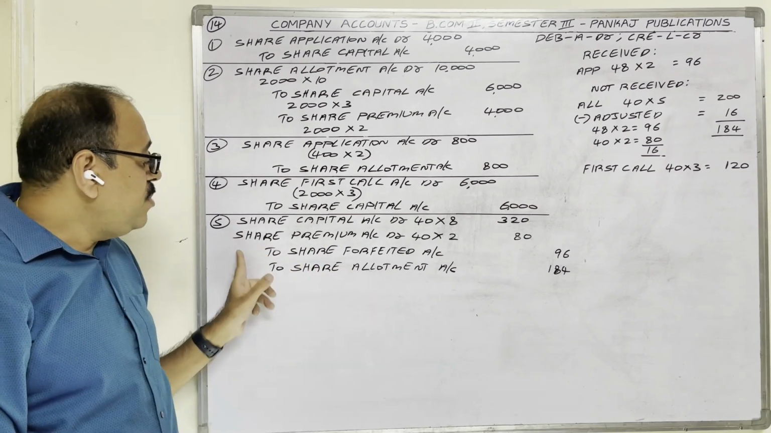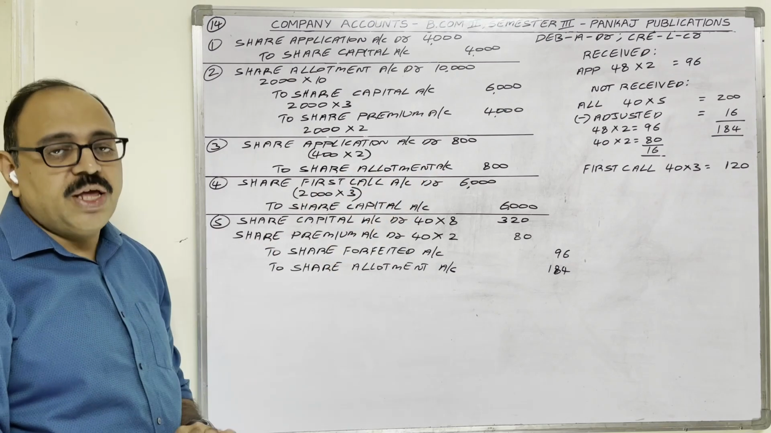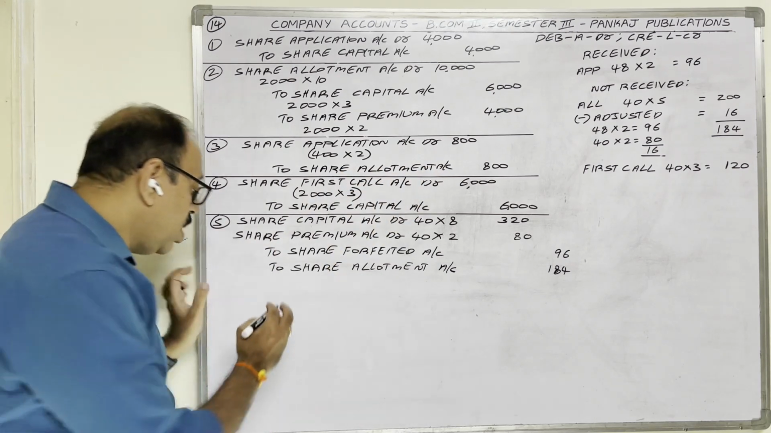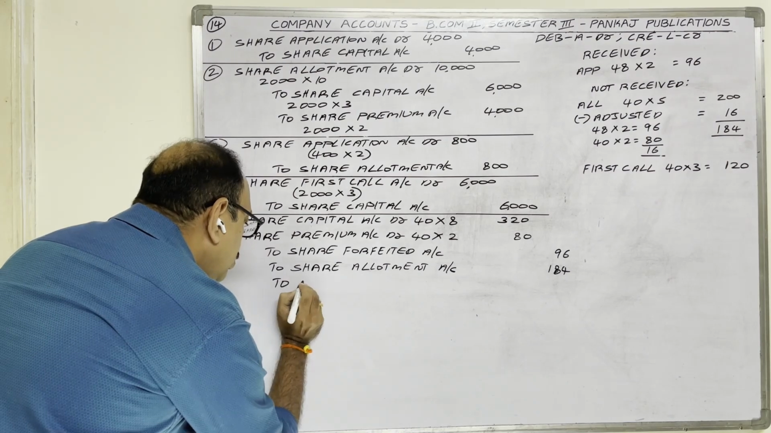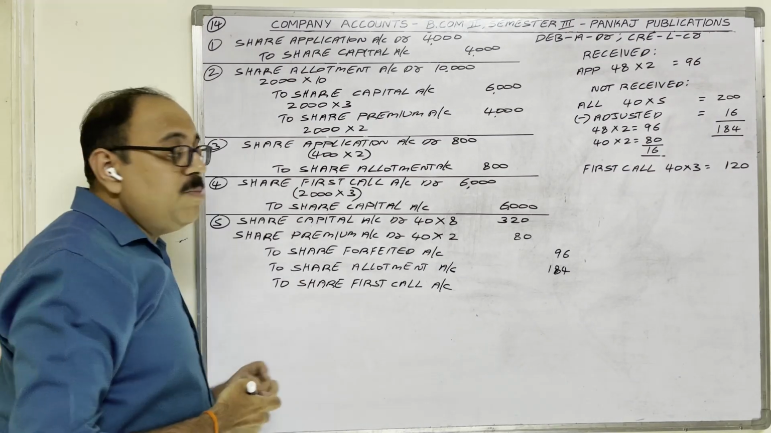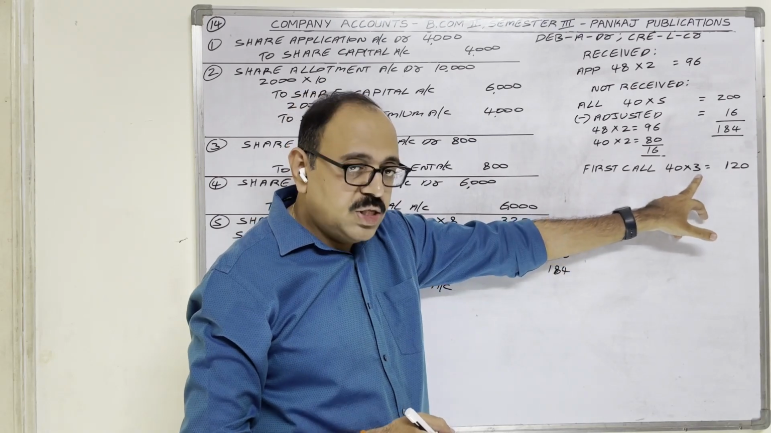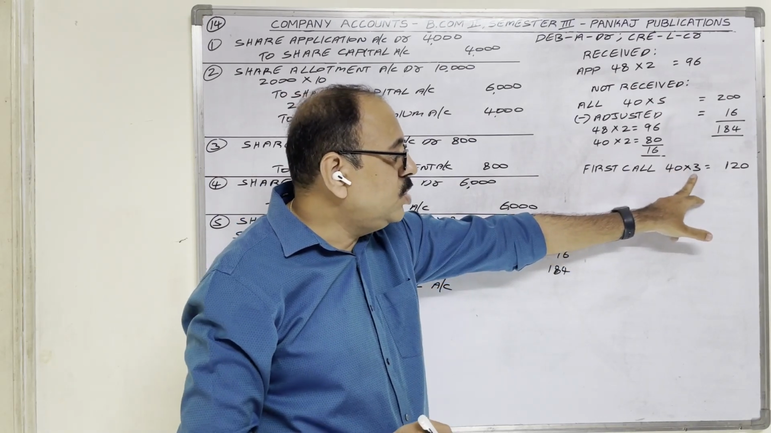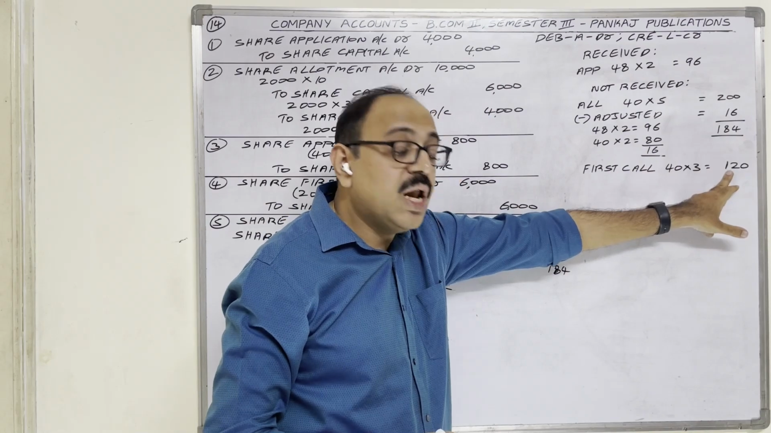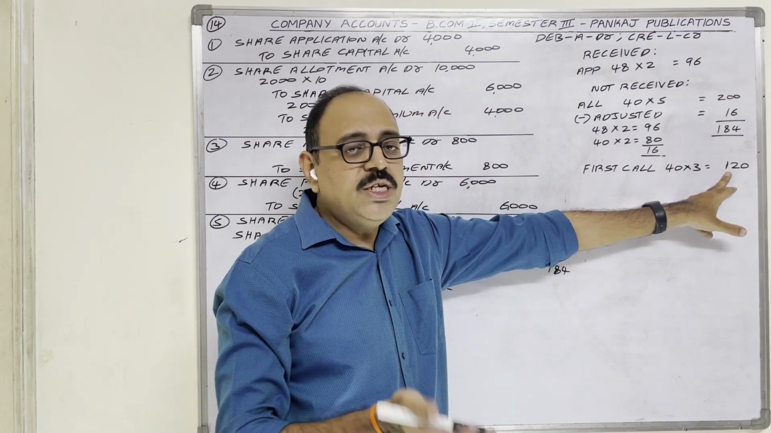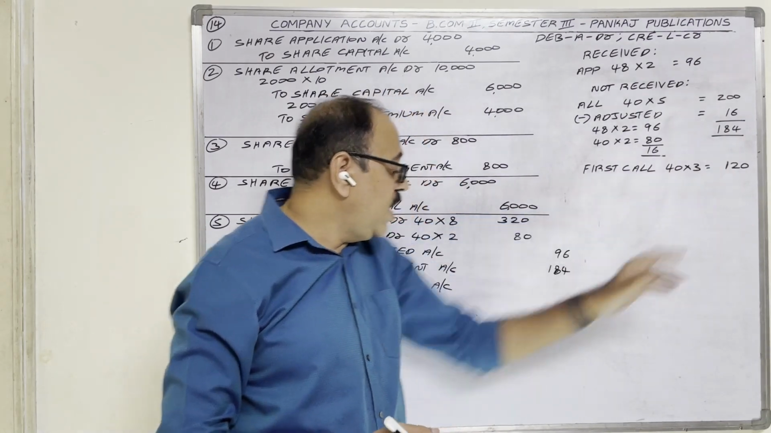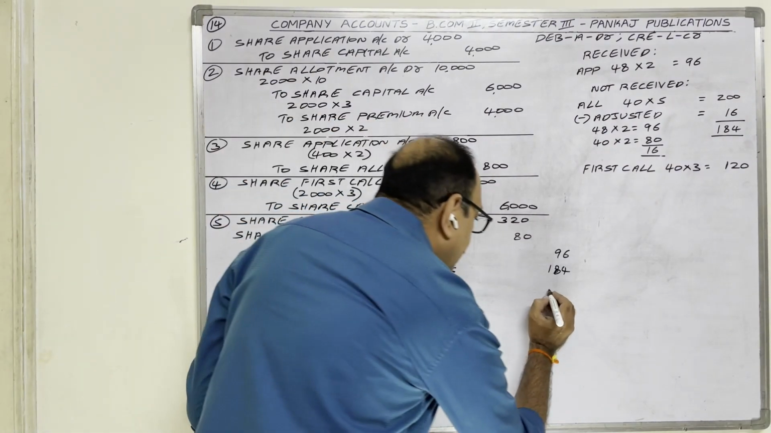Similarly, Ramesh failed to pay this first call money also. So that amount also we should credit to share first call account. Company allotted 40 shares to him. First call money on one share is 3 rupees. 40 shares into 3 rupees each, 120 Ramesh is supposed to pay. And Ramesh failed to pay that money. So that 120 we should write here.